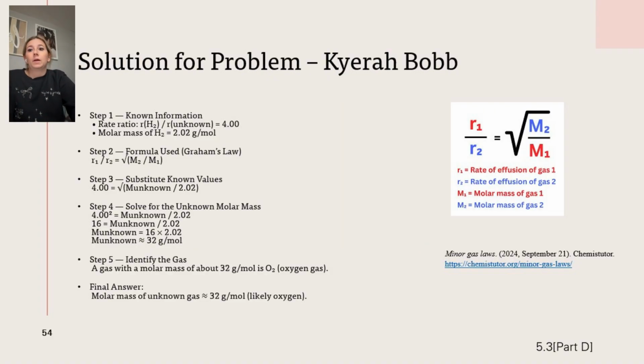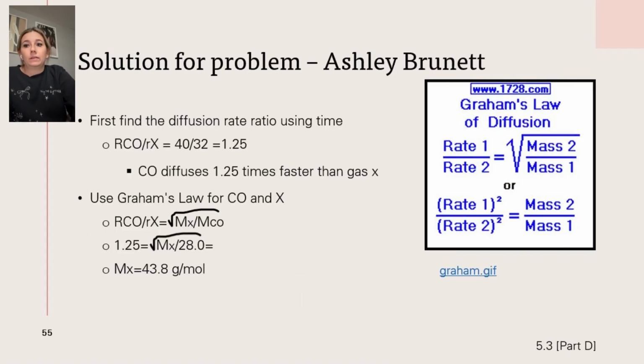So the solution for my problem. First, you're going to find the diffusion rate ratio using the time. So you're going to divide 40 by 32, and that's going to equal 1.25. That means carbon monoxide diffuses 1.25 times faster than gas X. Then you're going to use Graham's law to find the molar mass. So you're going to divide the square root of MX over 28, which is going to mean that the molar mass of X is going to be 43.8.